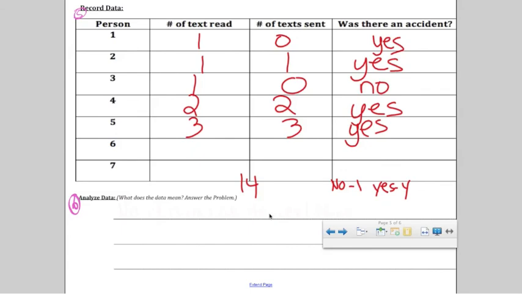What does that mean? Let's answer the question. Is it okay to text while driving even if you do it carefully? Well, according to our results, no. It's not okay to text while driving because 4 out of the 5 times we were in an accident.